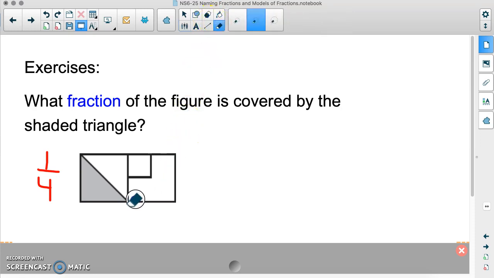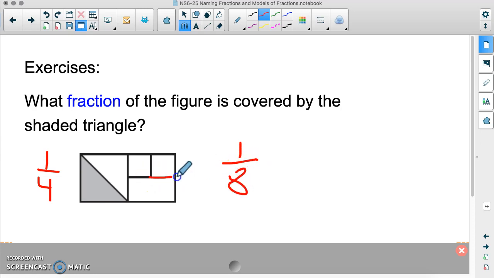Then if I asked you what fraction is covered by the small square, you would say that 1/8 is covered by the small square, because each bigger square could have 4 smaller ones if divided the exact same way.